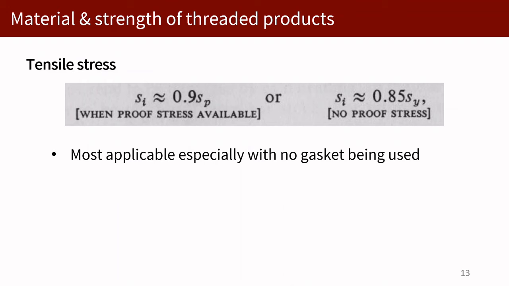If it is given, okay, this is our proof stress of 40 KSI for this material. So kana nga equation ang magamit. But if there is no proof stress available, the initial tensile stress is equal to 85% of the yield strength. So again, dili ang yield strength atong gamiton when computing for the initial tightening load sa atong threaded member.